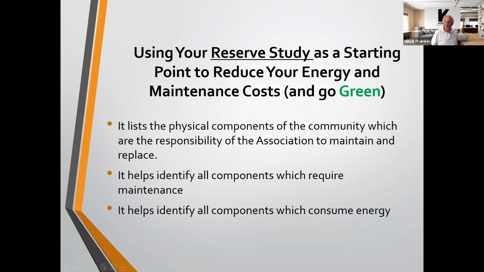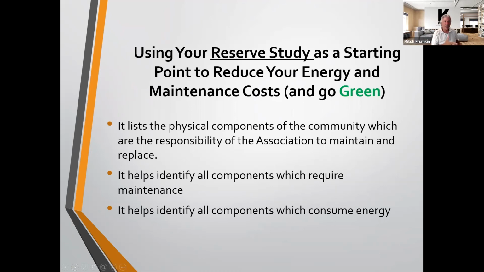So now I'm going to show you something that very few people do, although more and more people are looking at it. What we call a green reserve study. Keep in mind, when you have a physical component of your community, I'm going to use a wood fence and the air conditioning system as the example. The wood fence, what do you have to do to maintain it? You have to paint it or stain it every 4 or 5 years, let's say, and then after 15, 20 years, you have to replace it.